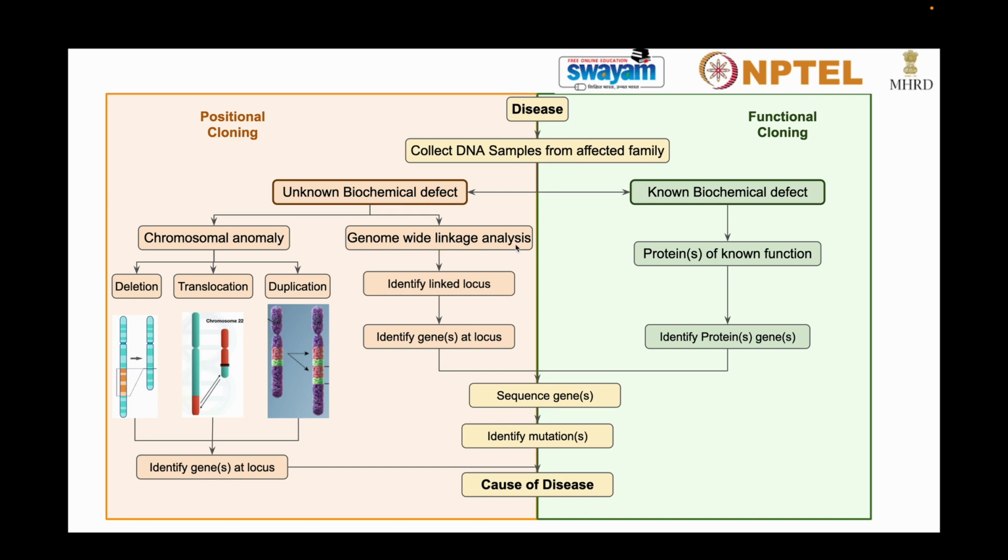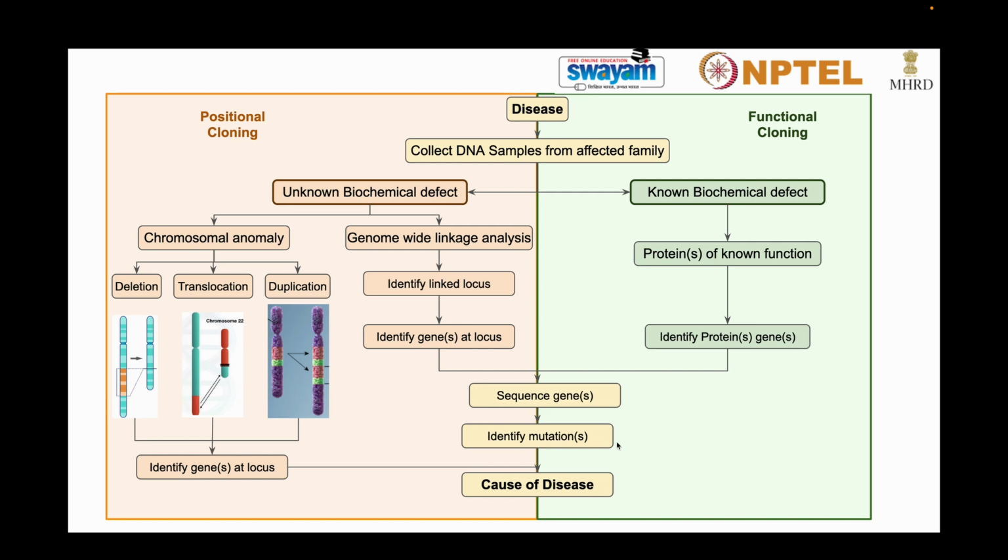Then come the genome-wide linkage analysis methods. What happens here is you identify the linked locus, you identify the gene at that locus, and whenever the gene is identified at that locus, you will sequence that gene, you will identify the mutation, and then the cause of the disease will be revealed. In this way, both these methods will help us to identify the cause of disease. Here the cause of the disease is identified at the level of the sequence. So you will be identifying the mutations that ultimately cause that disease.